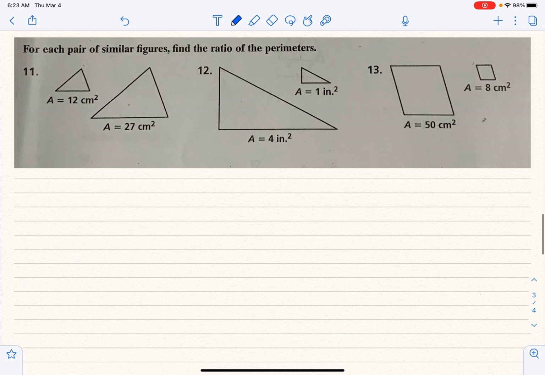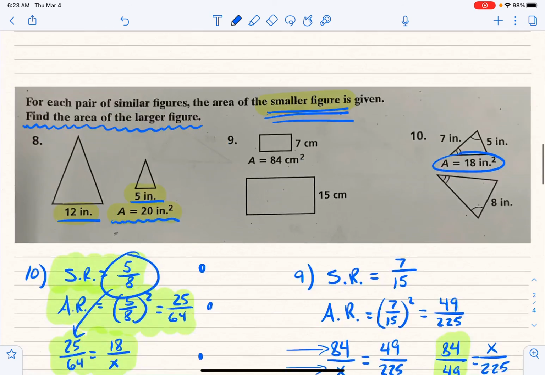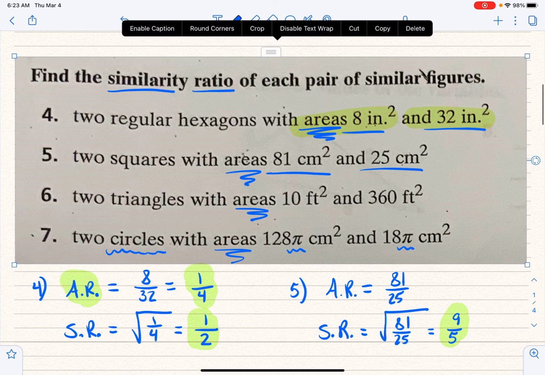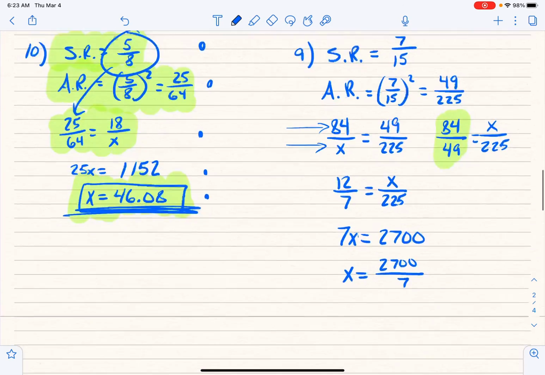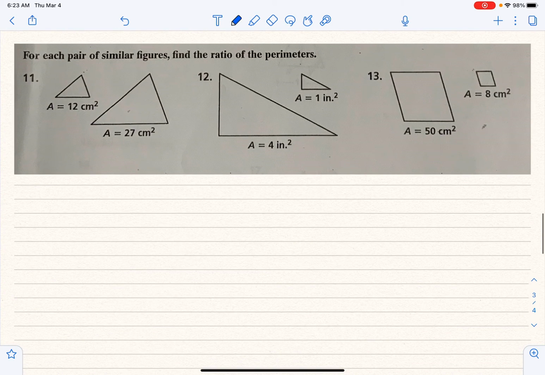Okay, almost done. For these, it's asking us to find the ratio of the perimeter. So I hope you realize that this is really identical to these. 4, 5, 6, and 7 is the exact same type of problem as 11, 12, and 13. It's just they gave us pictures for 11, 12, and 13.